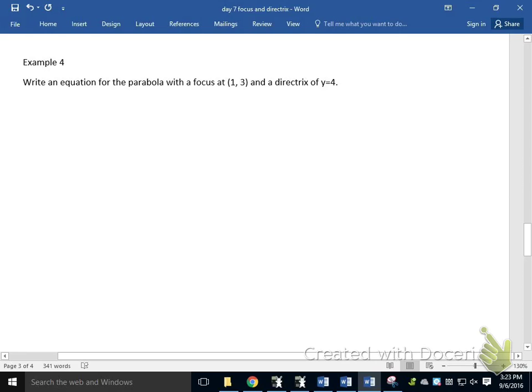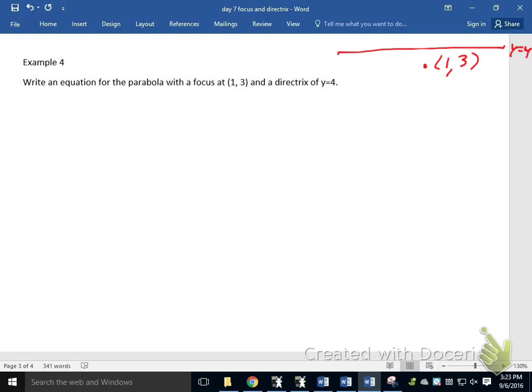Now on example 4, they're giving me different information here. They're giving me the focus and the directrix. On the upside, it's pretty easy to tell what your vertex is going to be from that given information. So if the focus is at the coordinate 1, 3, and my directrix is the line y equals 4, I actually know that my vertex needs to be spot on between them. So my vertex is going to be 1, 3.5.